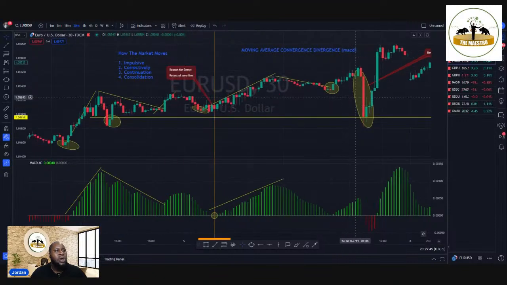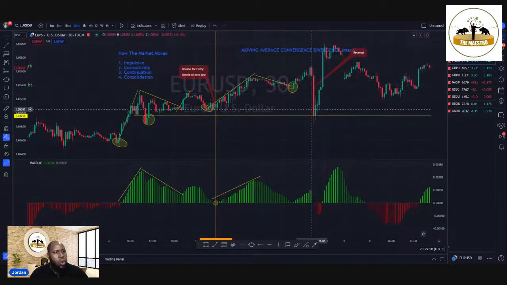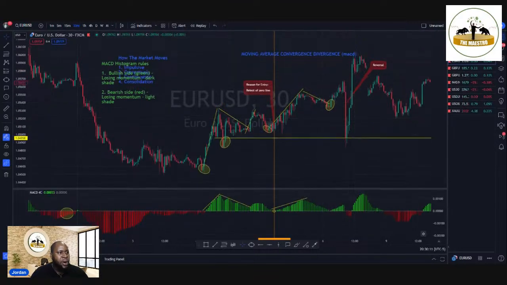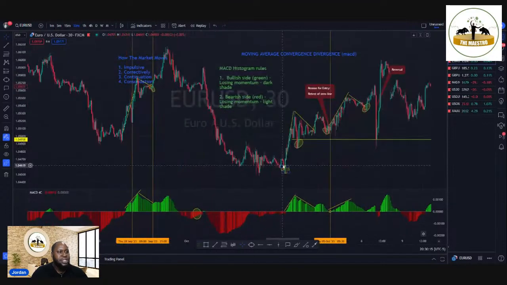So how do I know that this was coming? Because I had a pattern. I established this correction, continuation, correction, continuation pattern over here. How do I know that this is actually coming? One of the ways that is very beneficial is through divergence, the divergence part of the MACD. Let's first establish what divergence is.